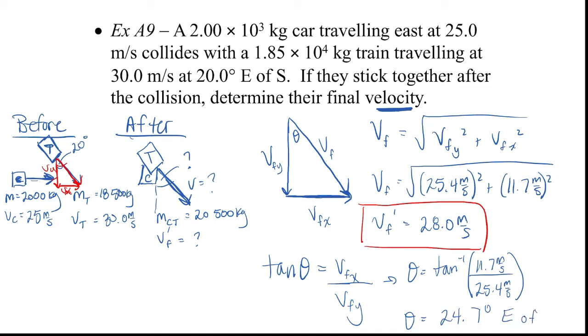So you should get 24.7 degrees, and this one would be east of south, because again, if you start south and then you swing out to the east, you get a 24.7 degree angle. But of course, if you had the complementary angle to this that was south of east, that would be equally correct. Okay?